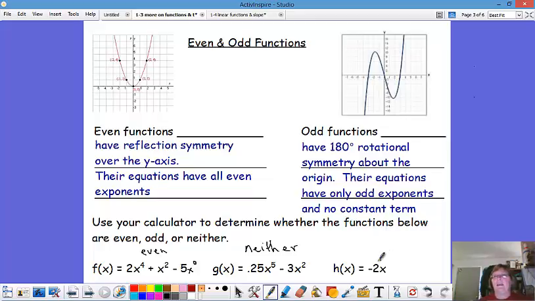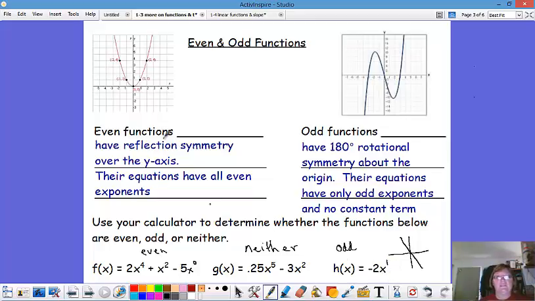And then the final one, the equation is h of x equals negative 2 times x. Take just a second and get a picture of this in your mind's eye. Negative 2x. That's like a line, folks. It's a line that slopes downward through the origin. And I would ask you, what do you think? Even or odd? Is this a reflection across the y-axis? Does this have rotational symmetry about the origin, or neither? And I hope that you're thinking right now, this is an odd function. It does have the rotational symmetry. It also has an exponent of 1, which is an odd number.